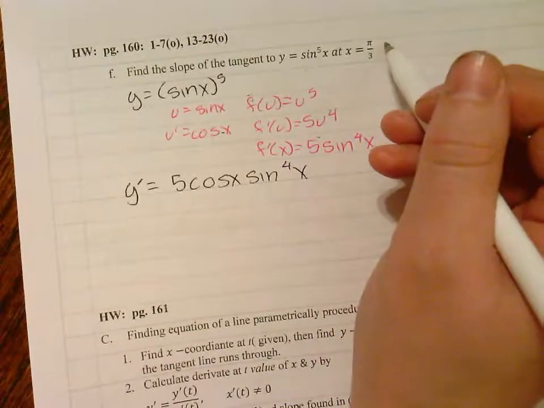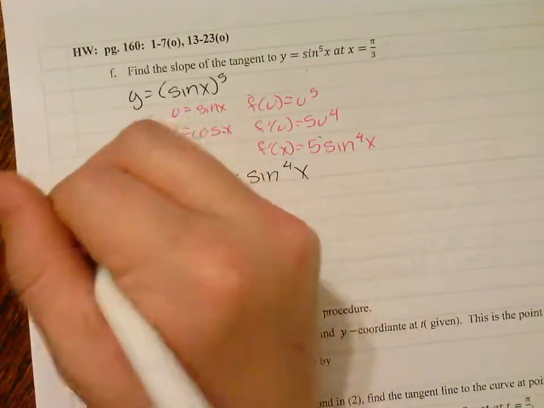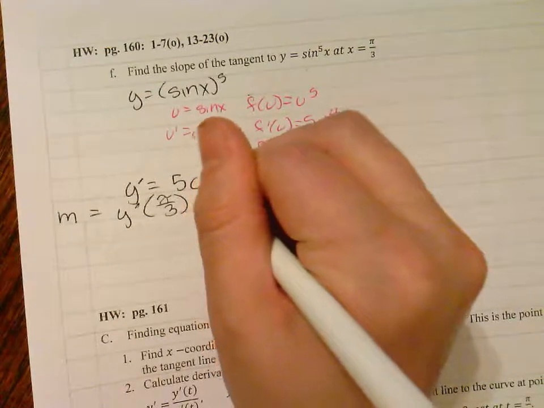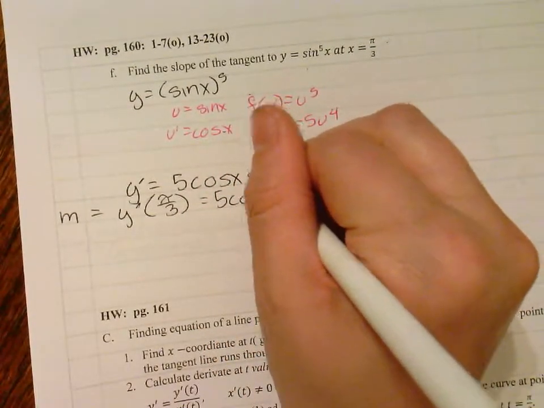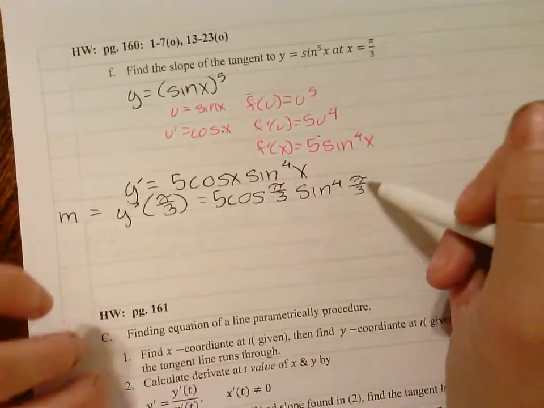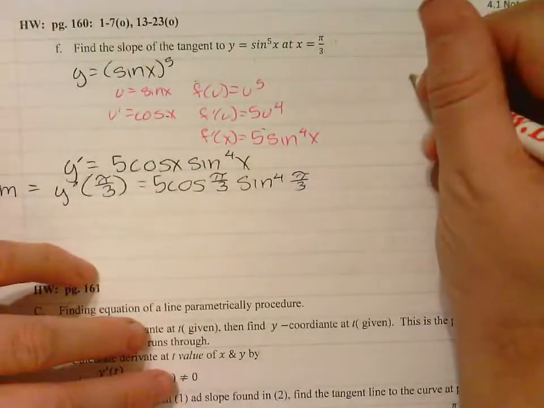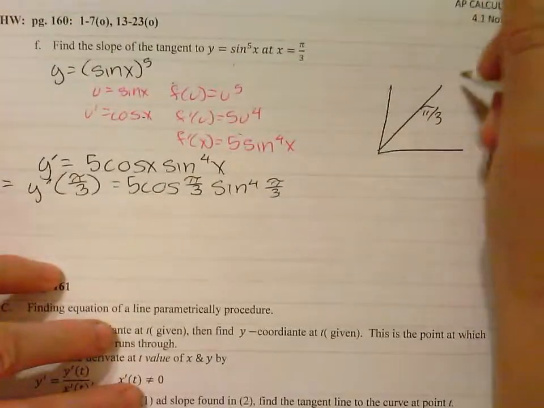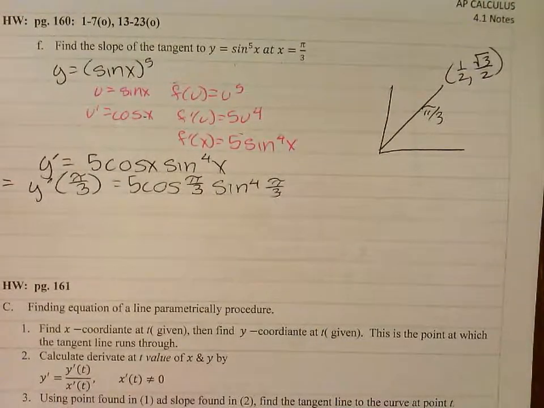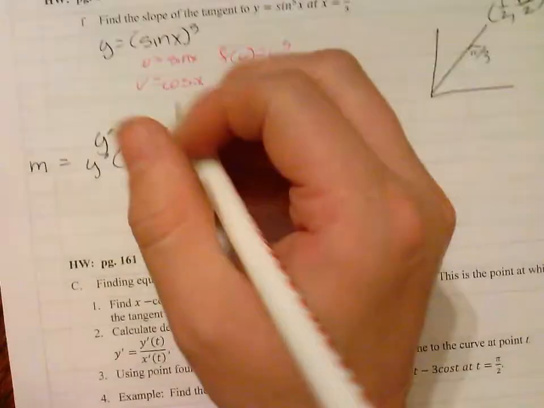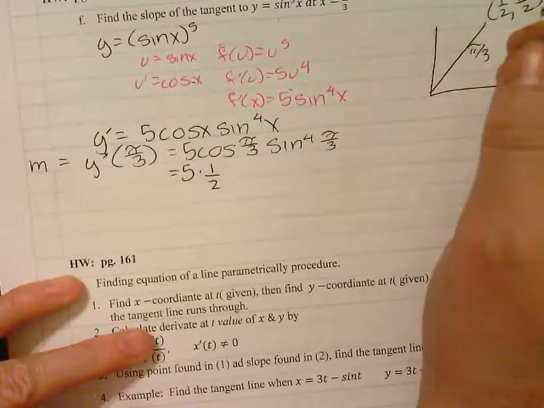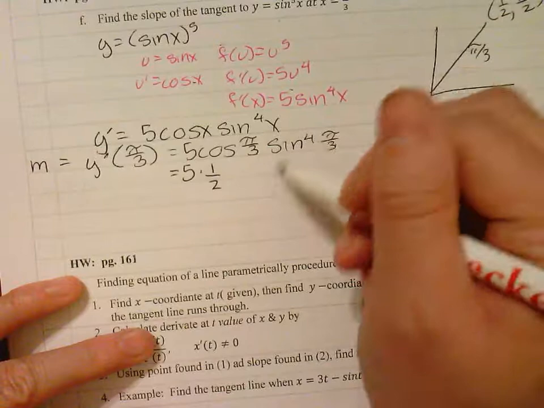Okay, so now we're finding the slope at pi over 3. So m equals y prime of pi over 3, which is going to be 5 cosine of pi over 3 times sine to the 4th of pi over 3. So this is 60 degrees. So at 60 degrees, you have 1/2 and square root of 3 over 2. Cosine of pi over 3 is 1/2. Sine of pi over 3 is square root of 3 over 2. So this 4th just means you're fourthing that.